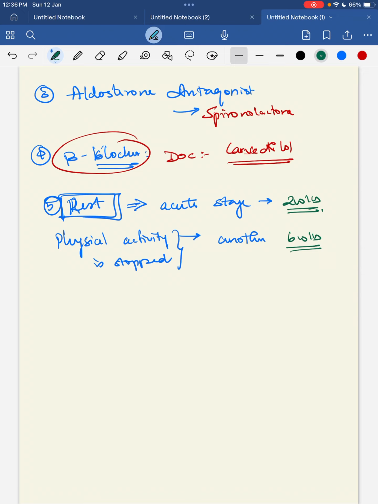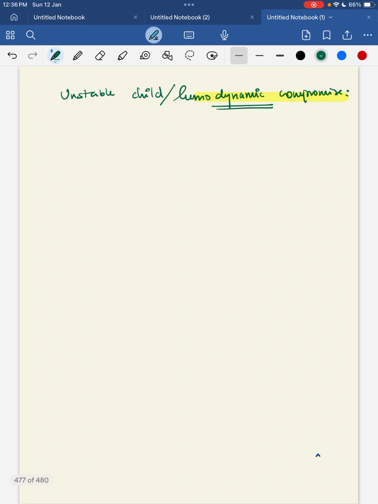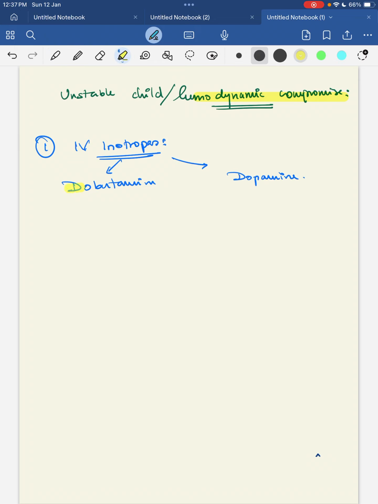You use IV nitroprusside or IV nitroglycerin. This helps to offload your ventricle. Third one, IV infusion of your diuretics. Diuretic infusion. Along with this, you have to use ACE inhibitors. Next will be your antiarrhythmics if the child is having features of arrhythmia.